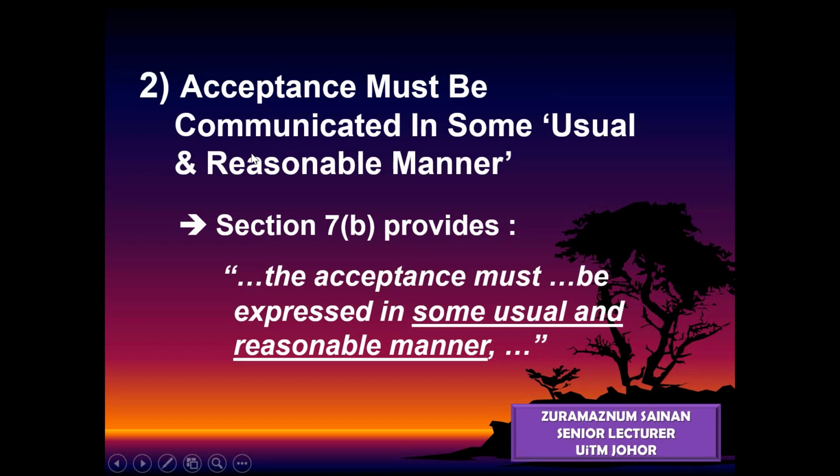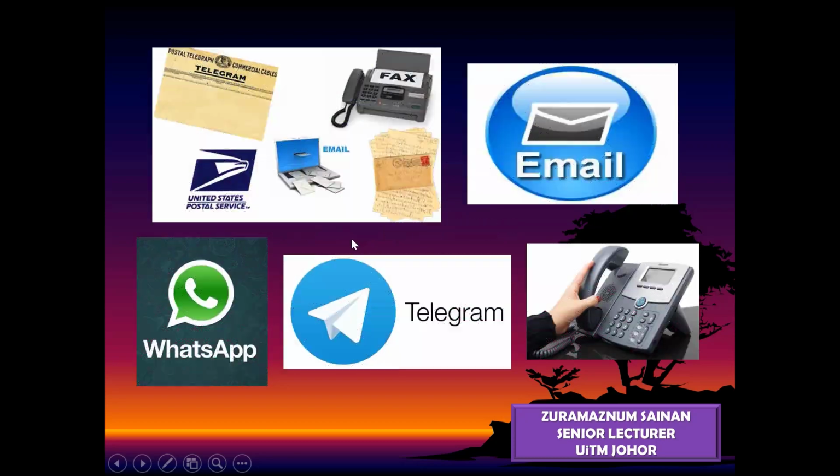The second condition of a valid acceptance is that the acceptance must be communicated in some usual and reasonable manner. This is by virtue of Section 7B. What is the meaning of usual and reasonable manner? These are the illustrations about how an acceptance can be made. It must be communicated by any means of usual or reasonable communication. So the offeree, if he wants to accept, can accept by WhatsApp or Telegram or by phone call or fax and emails. So these are common and usual ways for the offeree to make the acceptance.